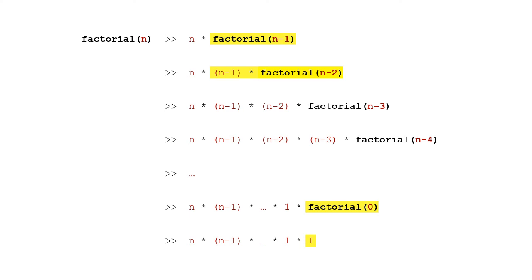So a recursive function is simply a function that calls itself under certain conditions. But remember, it must have a stop condition. In this case, when n is equal to 0, this function will not call itself, so it stops.